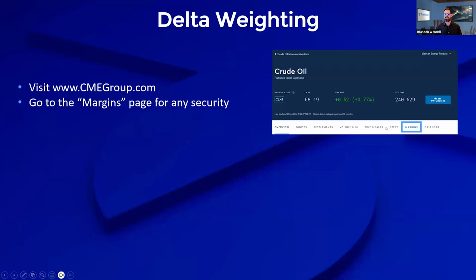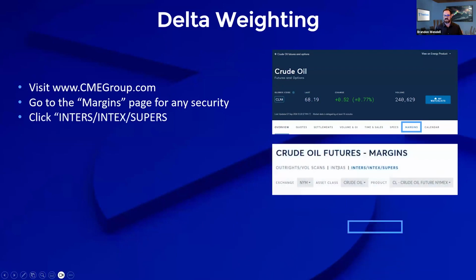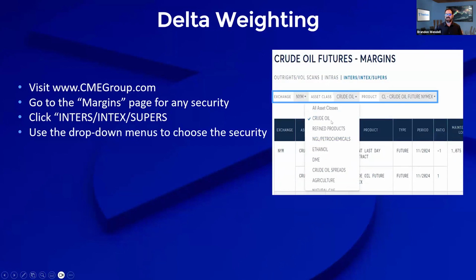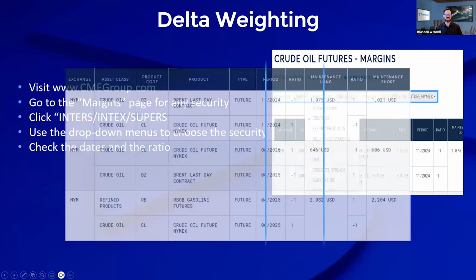So the way I got there, again, I just went to the CME Group website, go to margins on any security. Now you can go on Inter right there. There's also Intex and Supers. Don't worry about that. And then pick whatever it is you want, the right exchange, the security you're looking for, or the asset class and security, and it'll list those. Make sure you check the dates and the proper ratio you need to use.